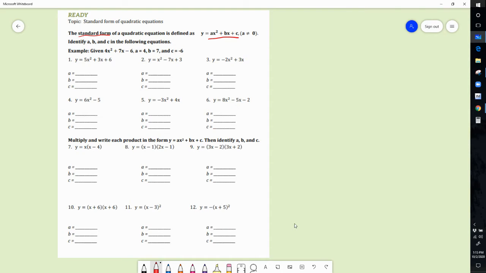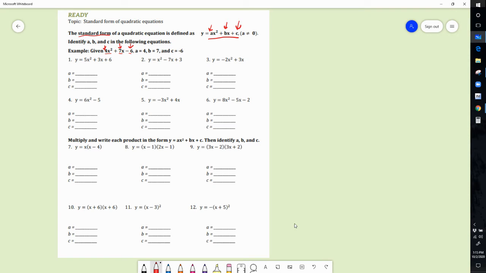All right, it gives you an example, so I'm just going to go over that example. Given the example 4x squared plus 7x minus 6, a equals 4. Remember, here's a in the equation. It's by the x squared. B in the equation is by the x, so the answer was 7. C in the equation is negative 6. Remember, the signs follow. And then they would just put the answers there.